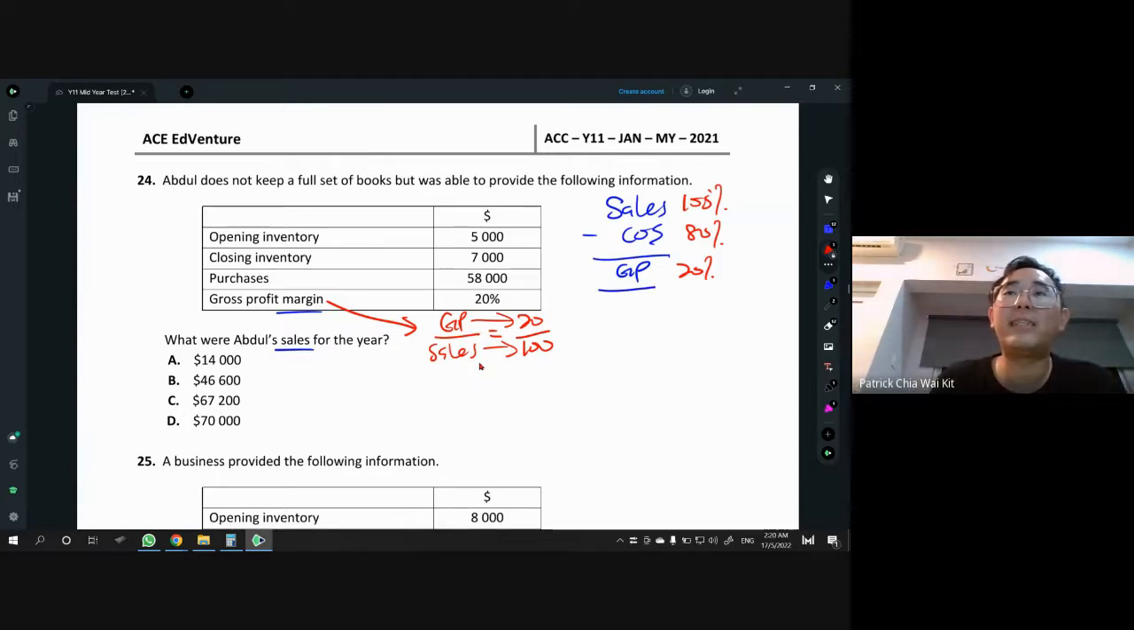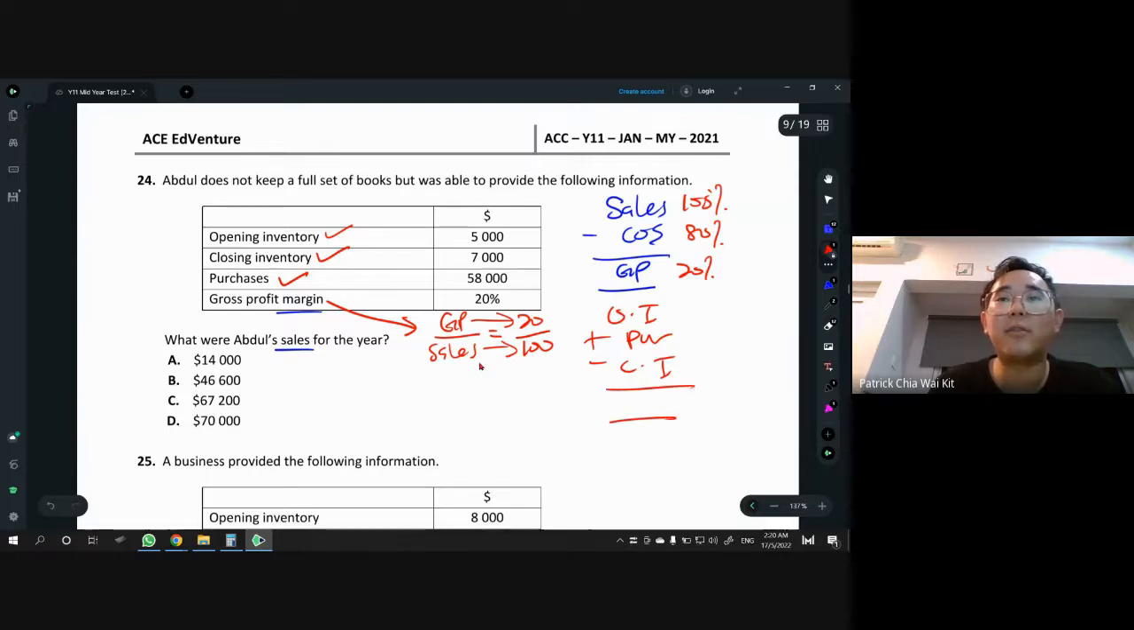So we want to find sales, okay? And they give us opening inventory, closing inventory, and purchases. These three things. So therefore, from these three you can get cost of sales. How to find cost of sales? You take opening inventory plus purchases, and you minus closing inventory. So in this case, then you get cost of sales.